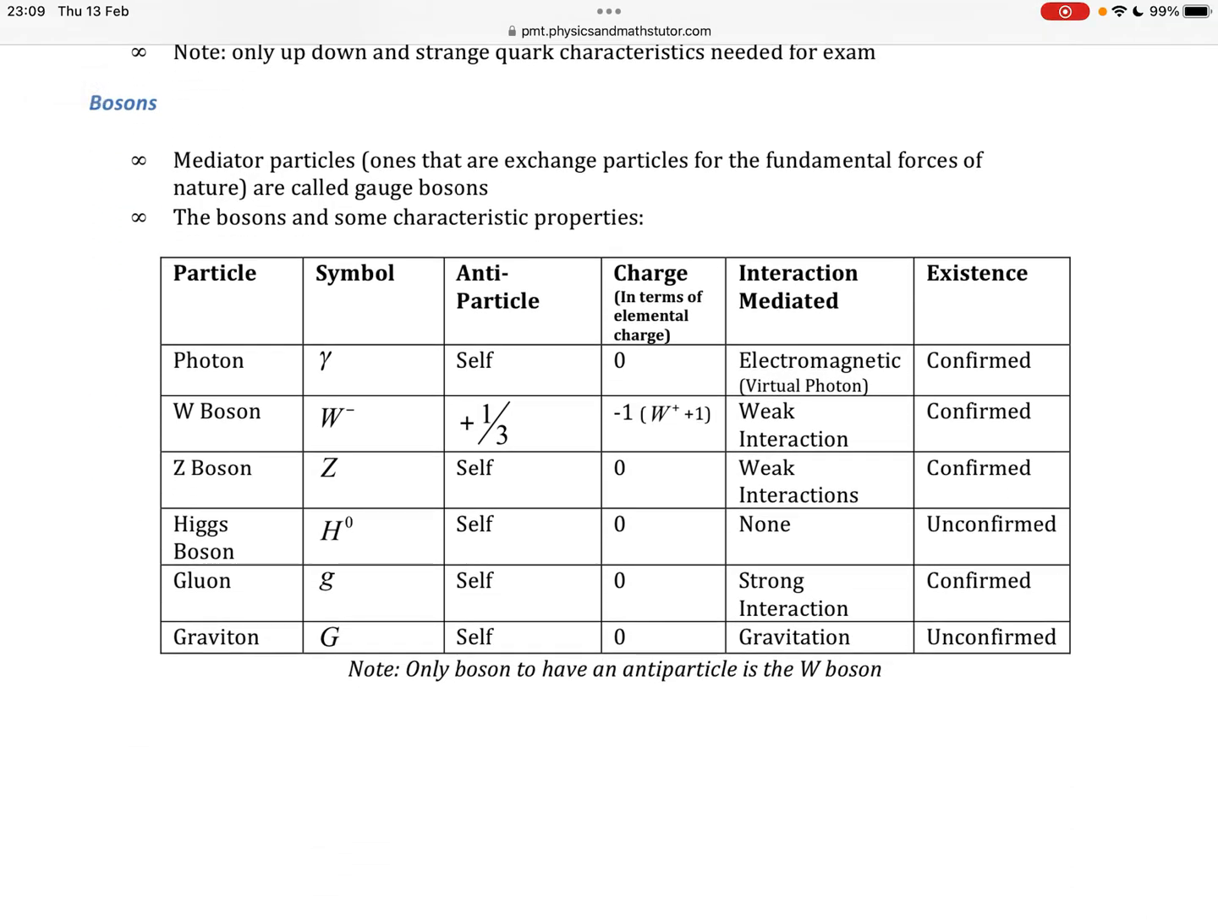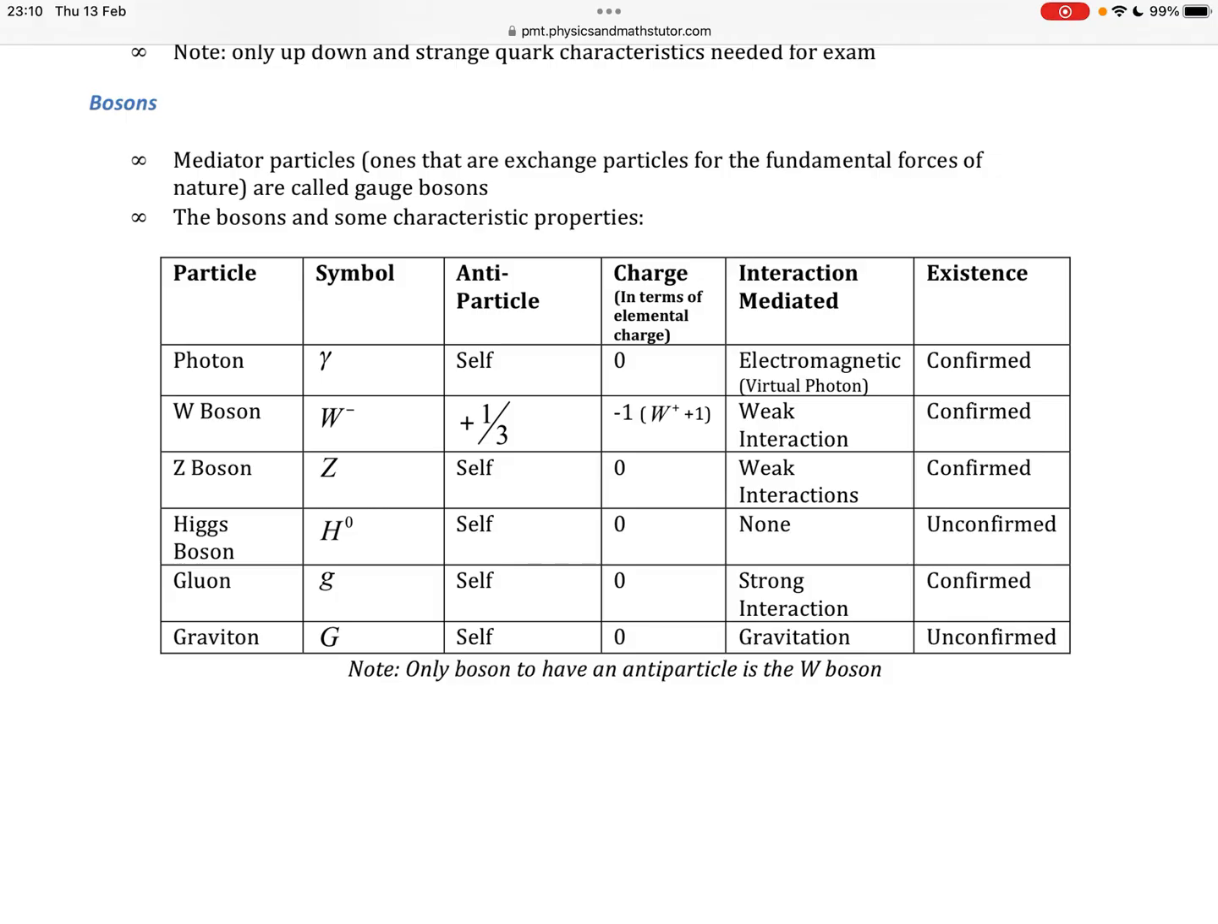For the next part, bosons. Mediator particles, ones that are exchange particles for the fundamental forces of nature, are called gauge bosons. Bosons and some characteristic properties. The photon has the symbol γ and is its own antiparticle, with charge 0, and the interaction mediated is electromagnetic. All existence is confirmed except for the Higgs boson, which is unconfirmed, and the graviton is also unconfirmed.